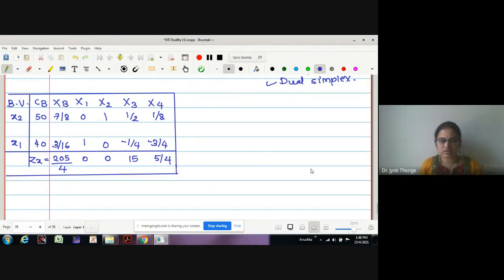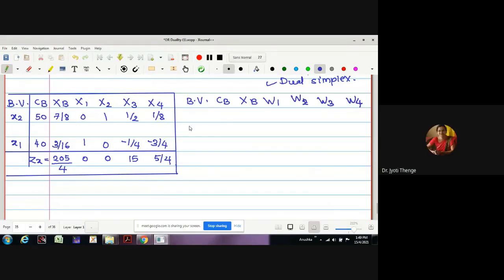Let me write this on the same line. This is basic variable: CB, XB, W1, W2, W3, W4. What are the basic variables for the last table?